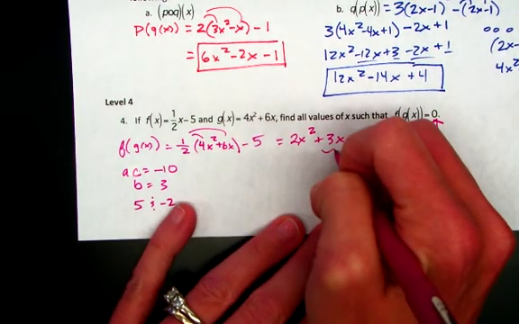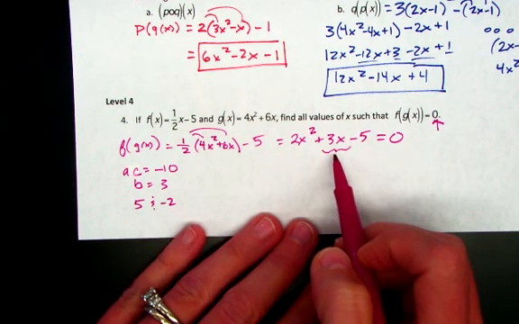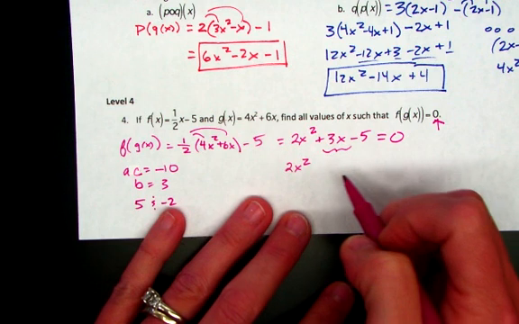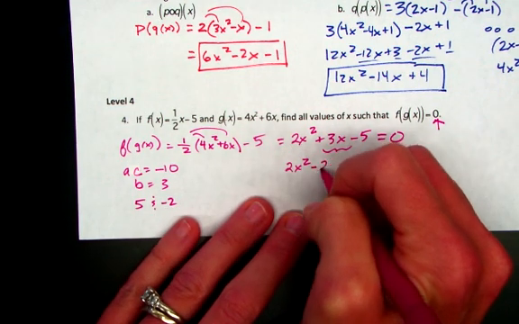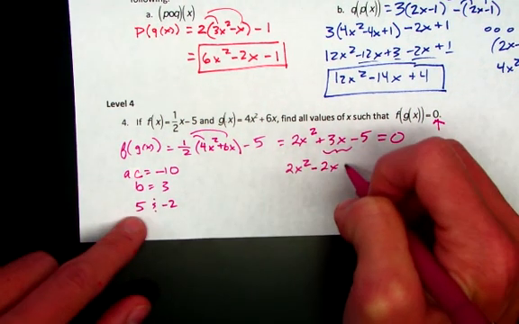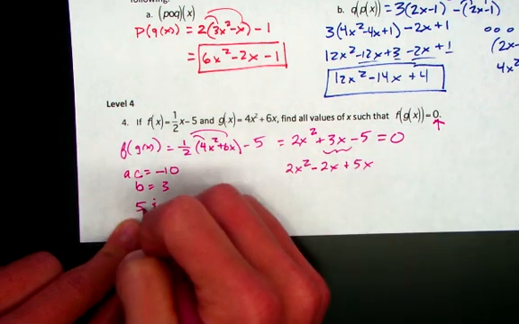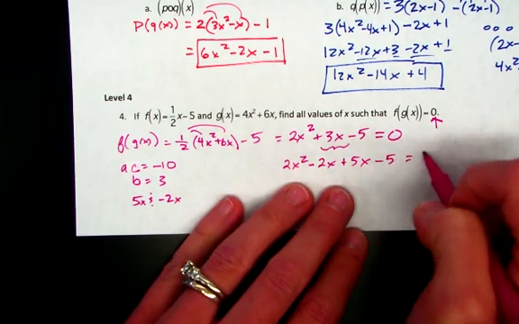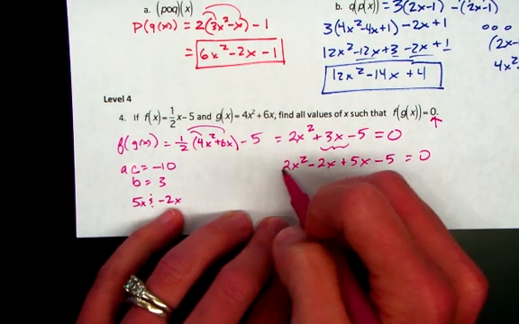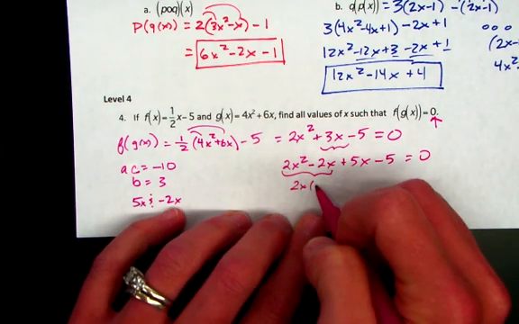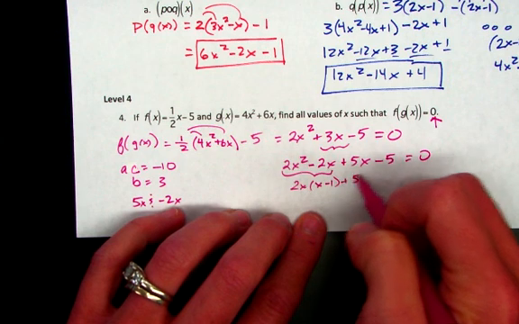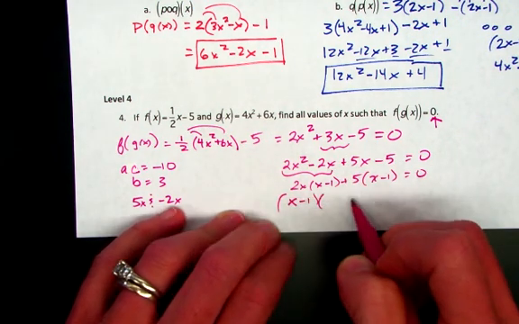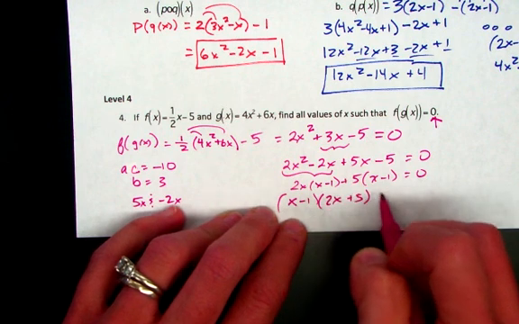This is called split the middle because I'm going to rewrite my 3x in terms of 5 and negative 2. So I get 2x squared minus 2x and then plus 5x. So this is my 5x and 2x when I split the middle. And then minus 5 equals 0. So this becomes, when I group, 2x times x minus 1 plus 5 times x minus 1. So when I factor out x minus 1, I'm left with 2x plus 5 equals 0.